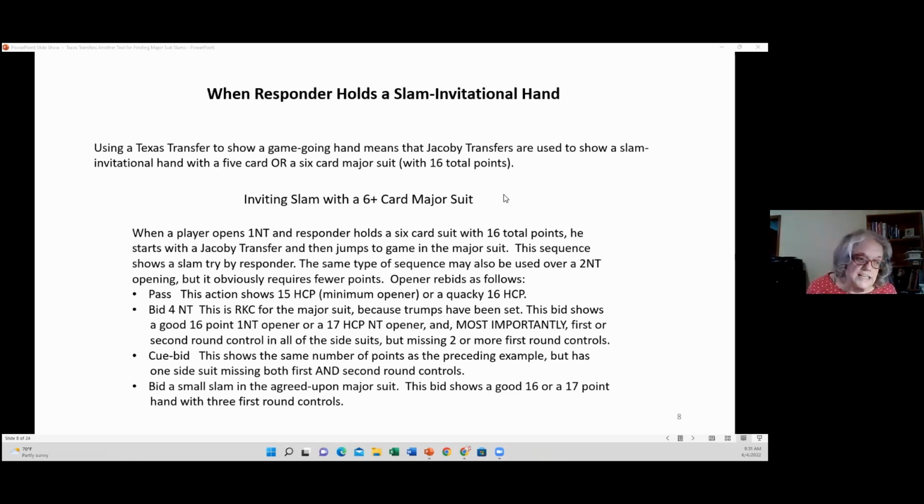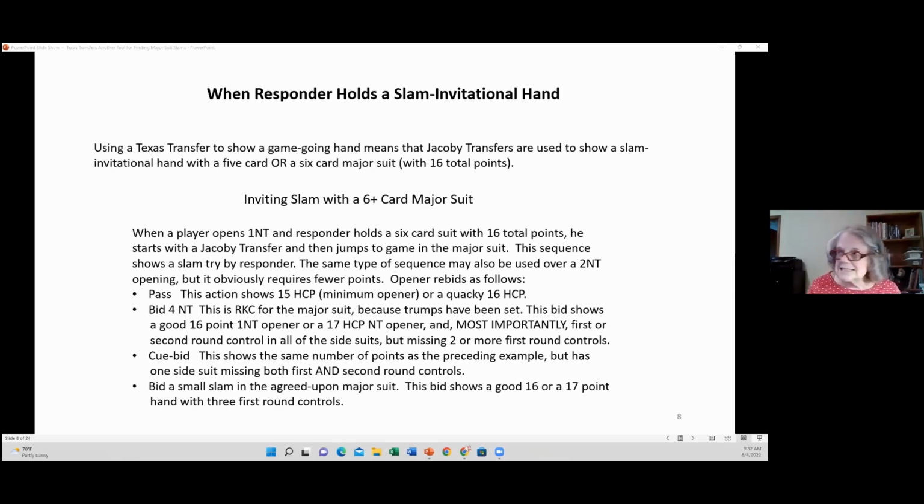Now, you need to have at least 16 total points when we're talking about this, at least 16. Partner will have sometimes 15. Your 16 will often work out when you have 6 cards. I would say that 16 or 17 is generally considered to be slam invitational. If partner's minimum, then he's going to end up short of slam, and I'm going to show you how that works here in just a minute.